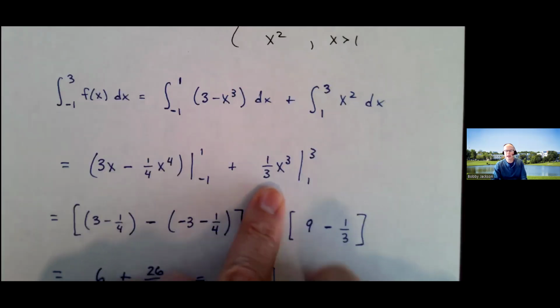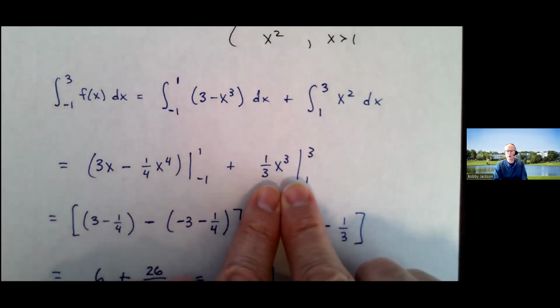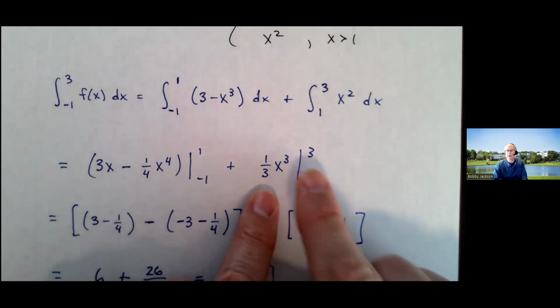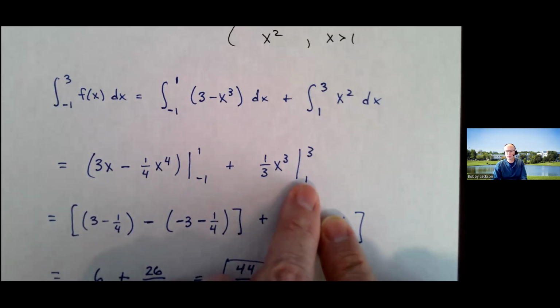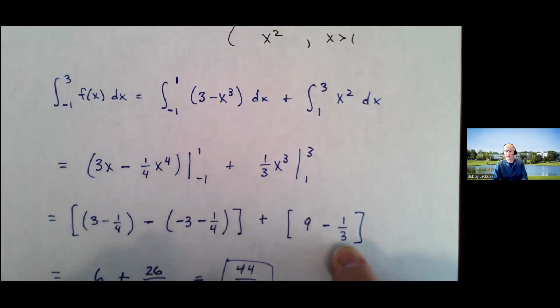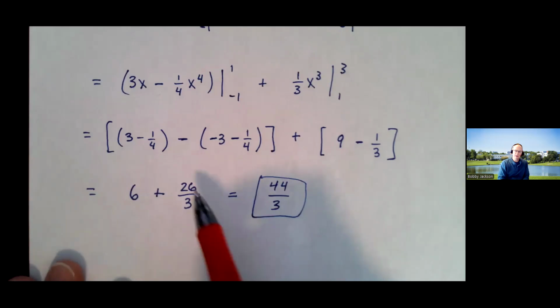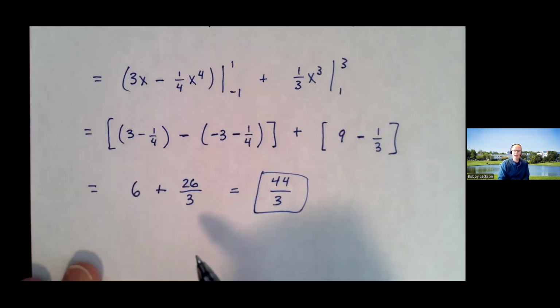And then the antiderivative of x squared is 1/3 x cubed. Plug in 3, I get 9, right? Because 3 cubed is 27. 27 times 1/3 is 9. And plugging in 1 gives me 1/3 and subtract. Now I just need to simplify these and proceed.